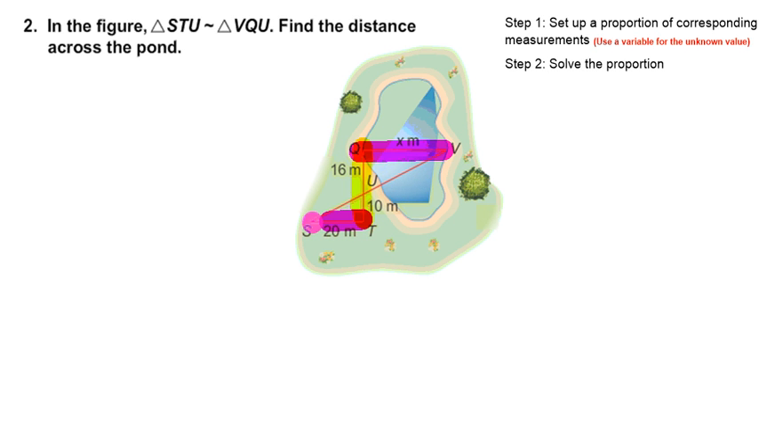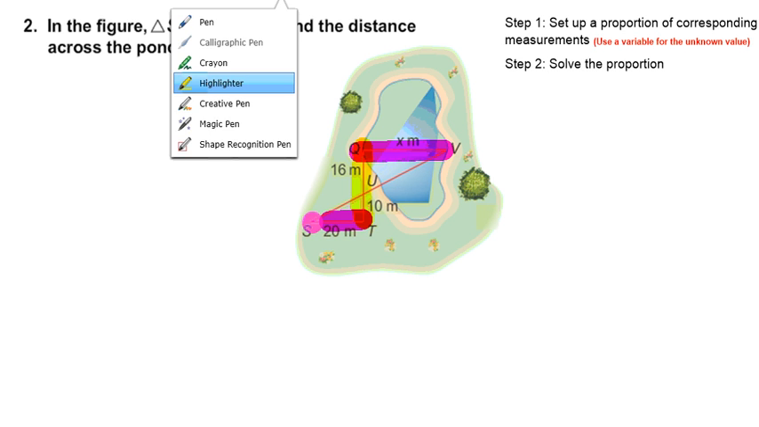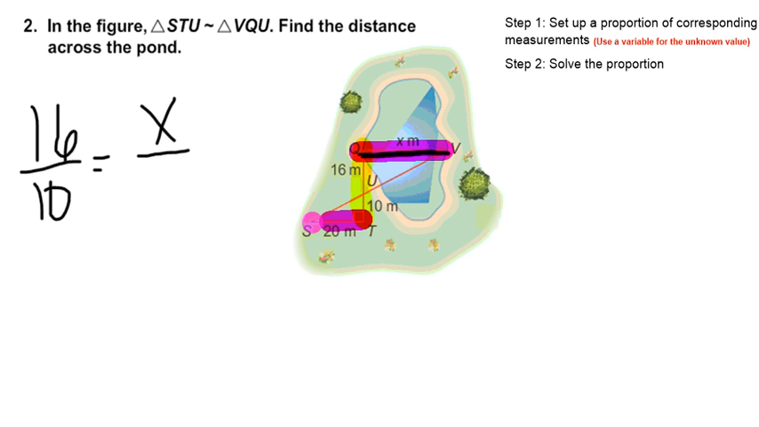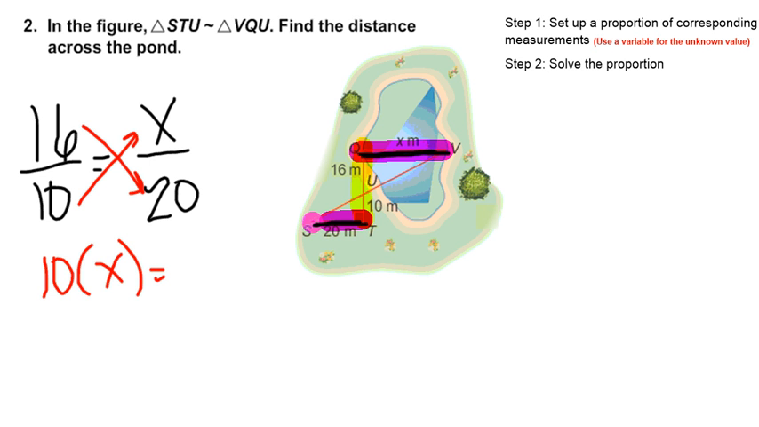All right, so all we have to do now is set up our corresponding parts. So, like I said before, QU corresponds to UT. So 16 over 10 is going to correspond to, we don't know what this is, so we're going to call it X, and over here it is 20. Okay, now we've got our proportion. Let's start cross multiplying. So we have 10 times X, and then we have 16 times 20.